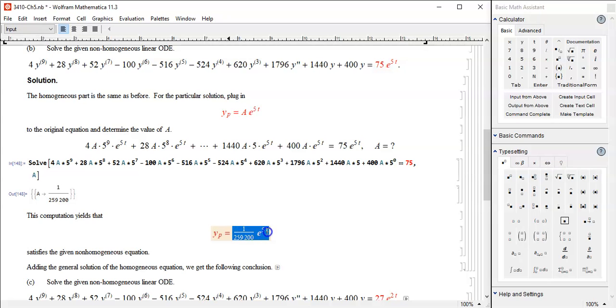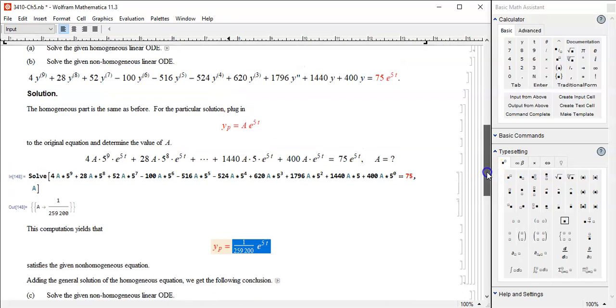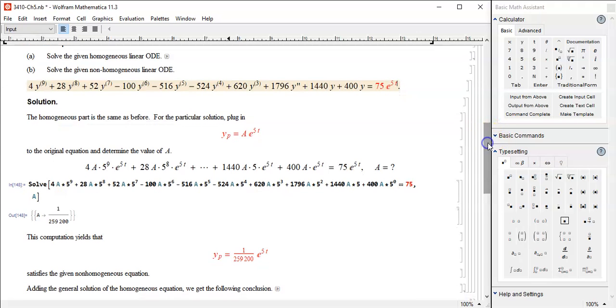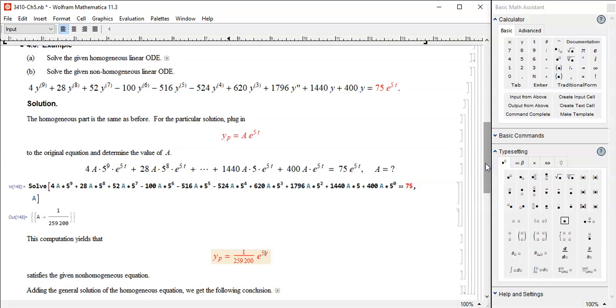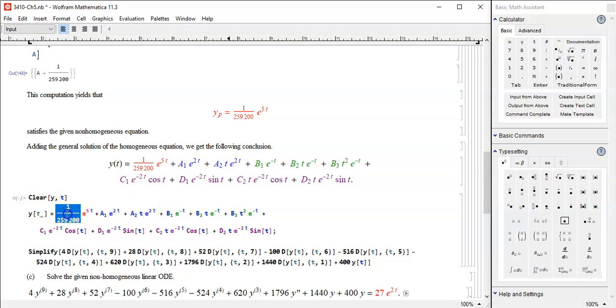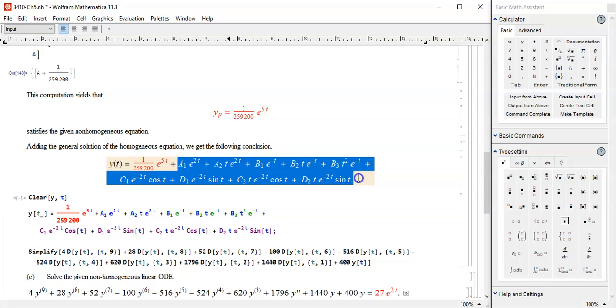That means this is the particular solution. If you put it like this, then this solution satisfies this original non-homogeneous equation. So this is yp part. And then the general solution looks like yp plus general solution for homogeneous case. So we can recycle what we did earlier. So this is what we just did. And then all the others were just taken from homogeneous.